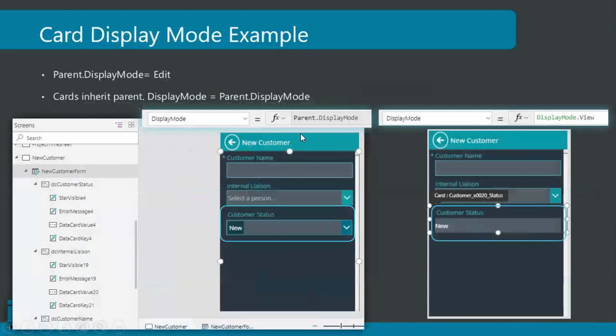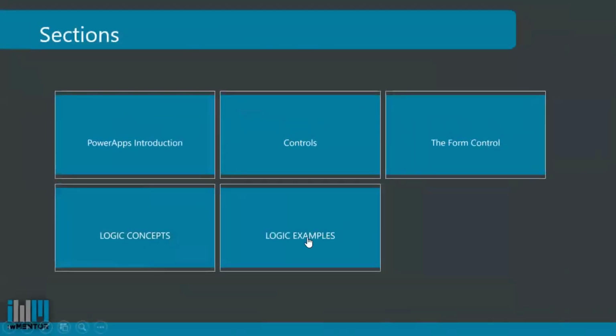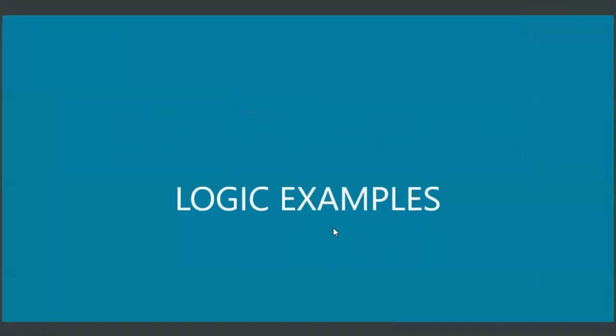Here's an example. Parent display mode is edit here. Cards inherit the parent display mode. So this card, customer status, its display mode inherits from the parent, so it's editable. If I go in here and unlock it and manually change it to DisplayMode.View, you can see now it doesn't have the little drop down box. People can't edit it or click on it. You could even manually change the color of it so that it doesn't look like it's editable either. That's more visual though. So let's go into some more. That was just getting you familiar with the concepts.